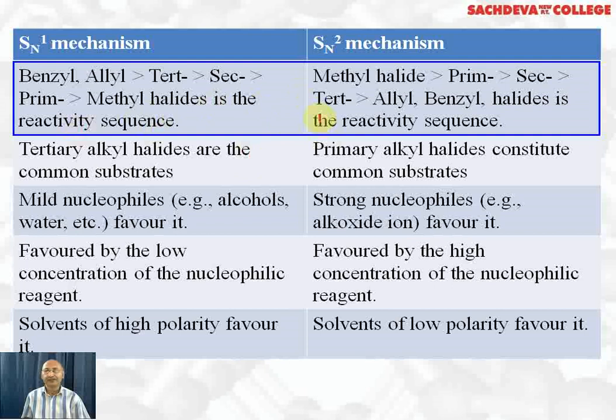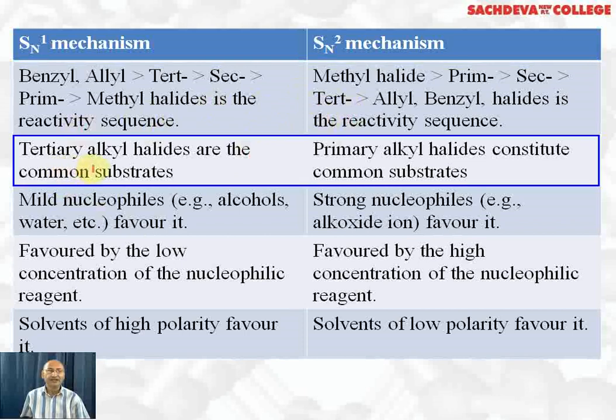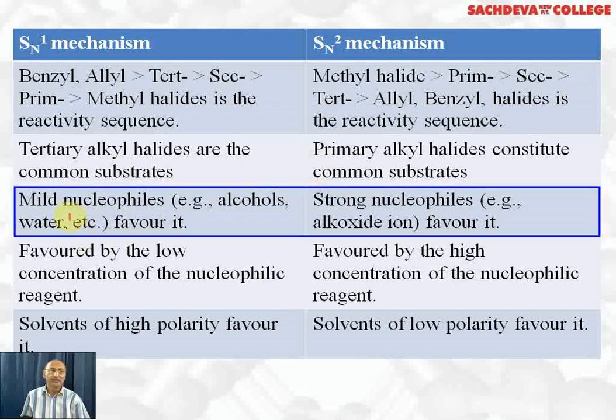For SN2, the order of reactivity is opposite. Methyl halide will be most reactive, allyl and benzyl will be least reactive. For SN1, tertiary alkyl halides are the common substrate because they can easily form a tertiary carbocation, which is stabilized by the inductive effect and hyperconjugation. For SN2, primary alkyl halides are the common substrate because they offer the least steric hindrance. In SN1, a mild nucleophile can carry out the reaction, like alcohols and water can favor it.